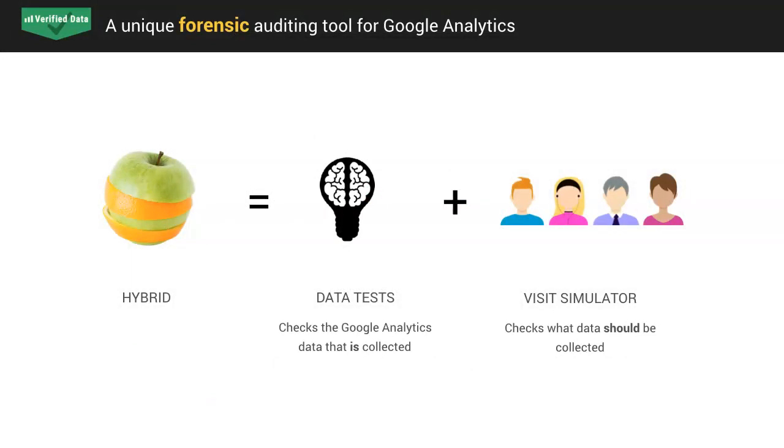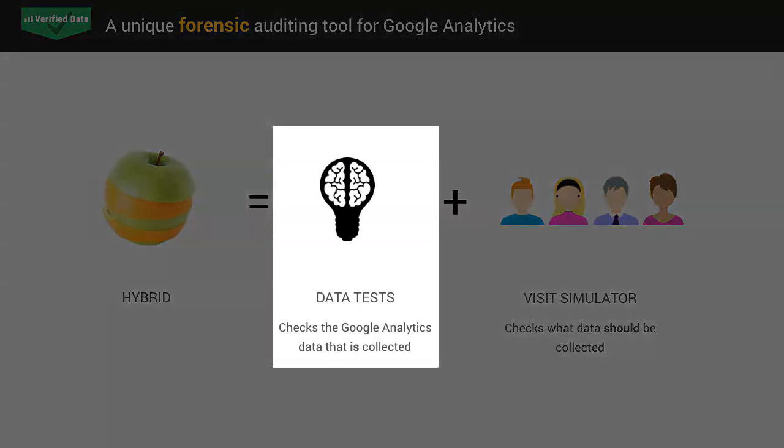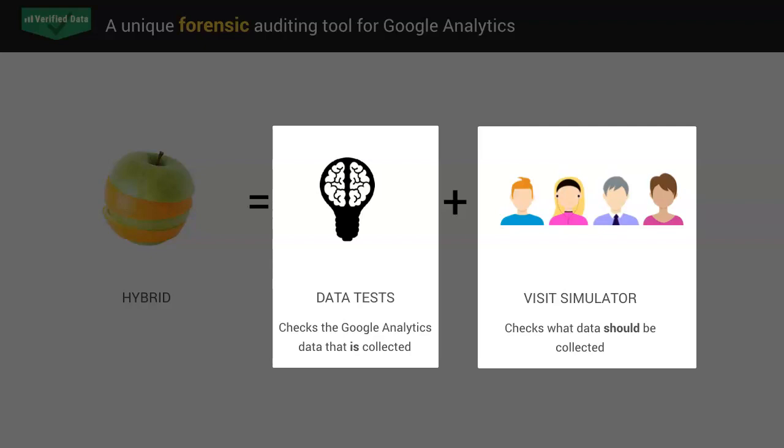Verified data uses some smart technology to forensically audit your Google Analytics account. It's a unique hybrid method that is so effective because it combines forensic data checks with a visit simulator. That is, checking what data is being collected by your website versus what data should be collected. That is extremely important as it allows a complete picture of your data quality to be built.